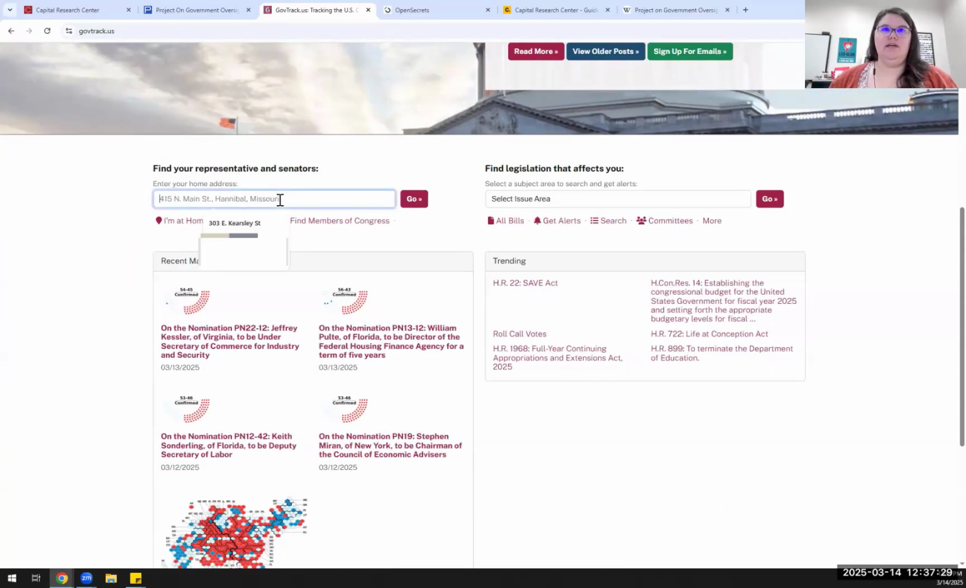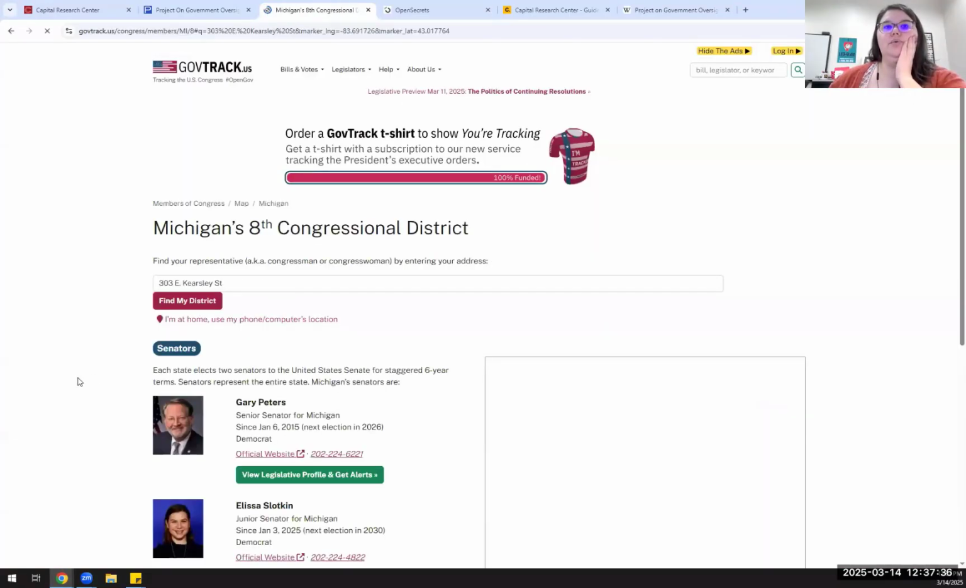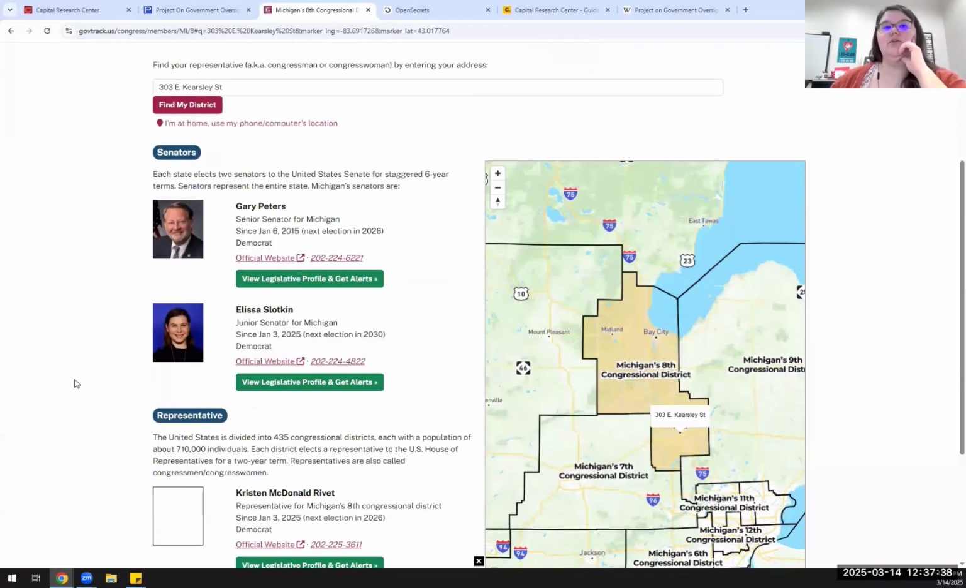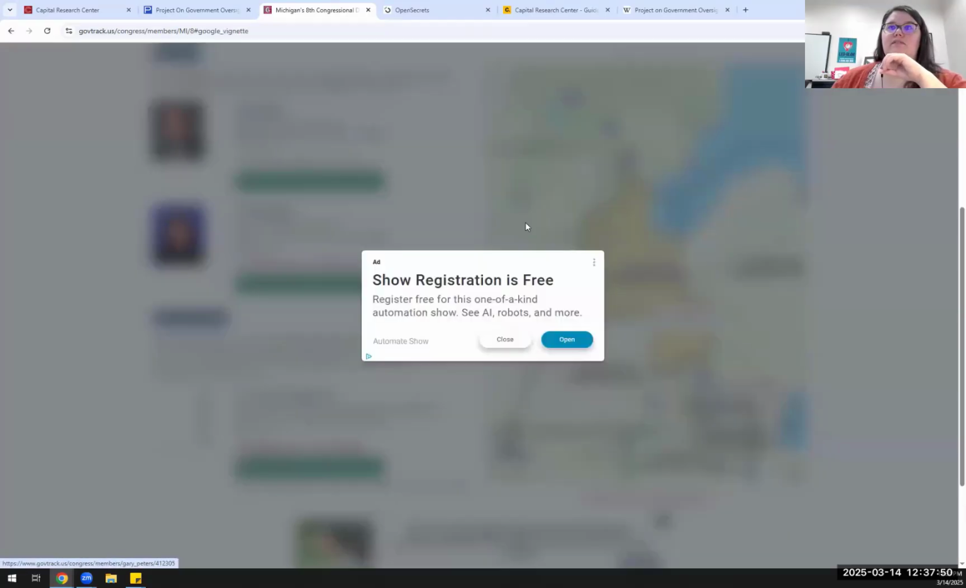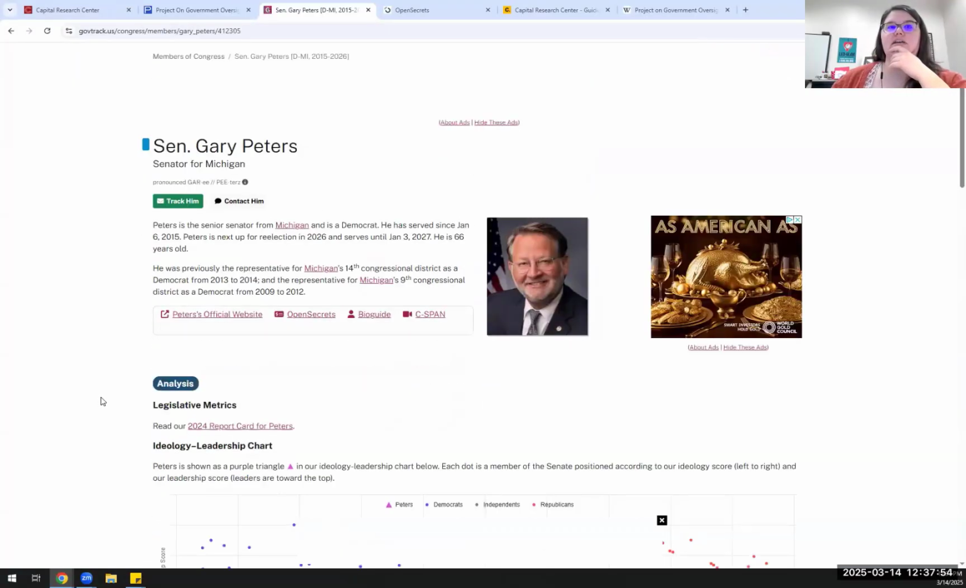So we're in Flint right now. So we'll put in the university site, and we can see who our senators are and who our representative is. We can get alerts about the information that our senators and our representative have. We have information about how to get in touch with them. That is, again, a free site here.